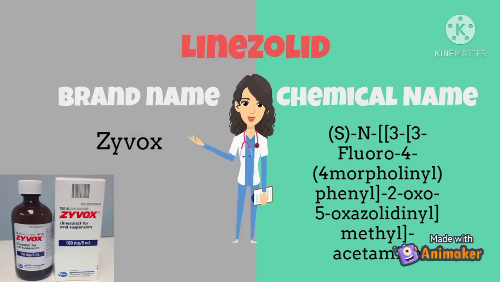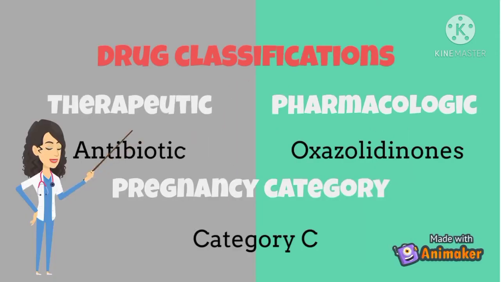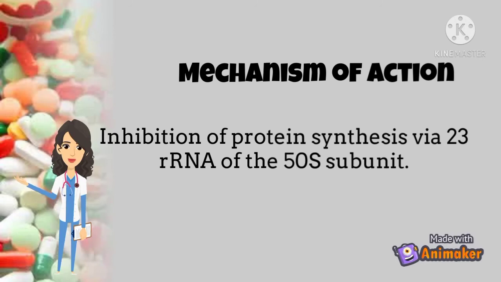Come now to my second class, Linezolid. My brand name is Zyvox, and as usual, my chemical name is complicated. In terms of my drug classification, for therapeutic, I am an antibiotic. For pharmacologic, I am an oxazolidinone, and for pregnancy category, I am a pregnancy category C. My mechanism of action is inhibition of protein synthesis via 23S rRNA of the 50S subunit.